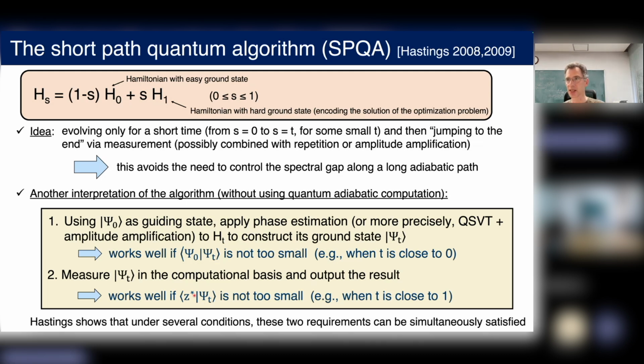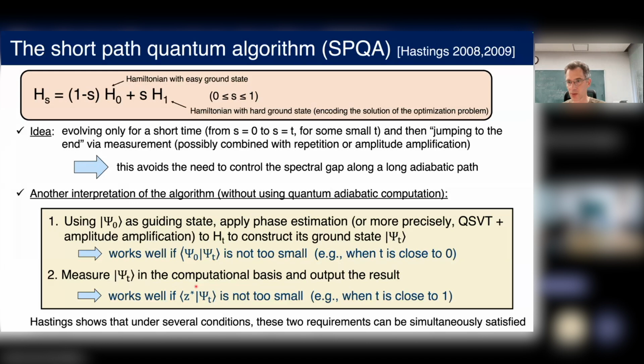So we have this approach. And Hastings, in a series of papers, showed that under several conditions, these two requirements can be simultaneously satisfied. There is a value of t such that this inner product is not too small and the other quantity is not too small either. If you take this value of t under some conditions, you get a non-trivial algorithm for solving optimization problems. I will give more details about these assumptions in the next slide. But are there any questions about this description of the short path quantum algorithm?